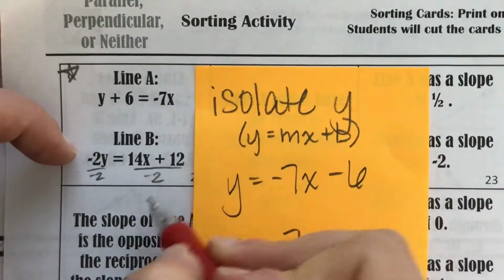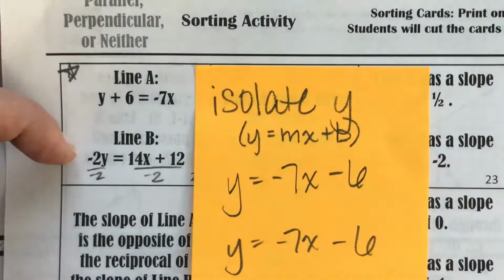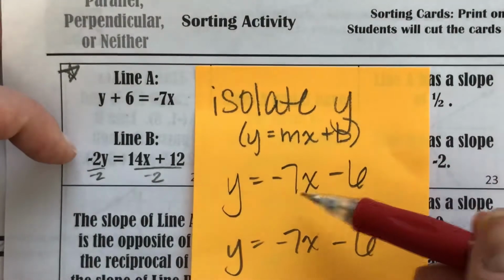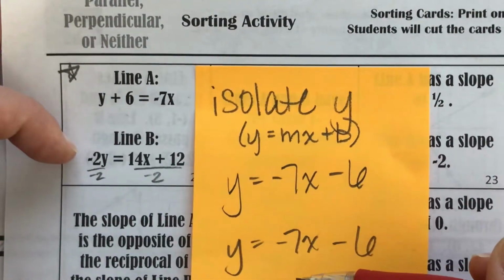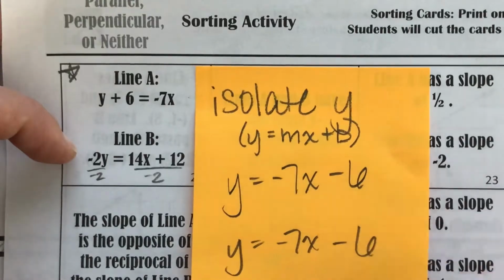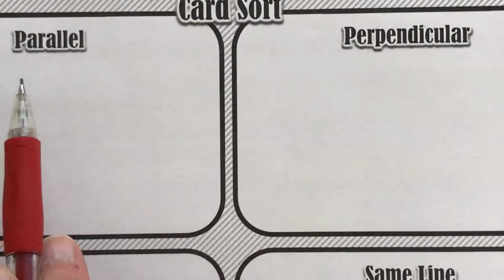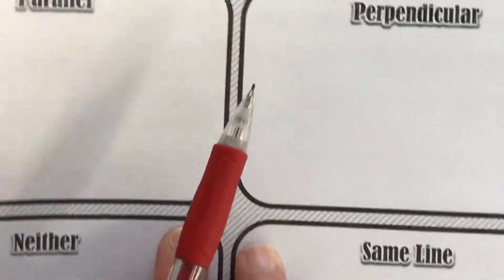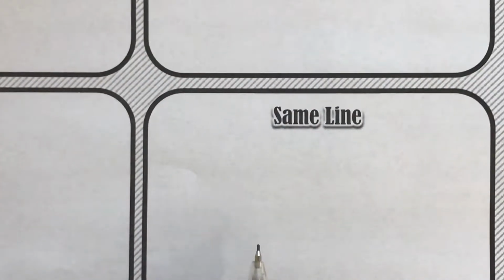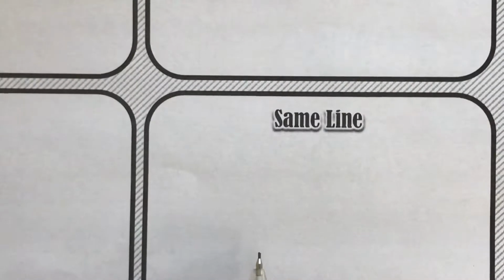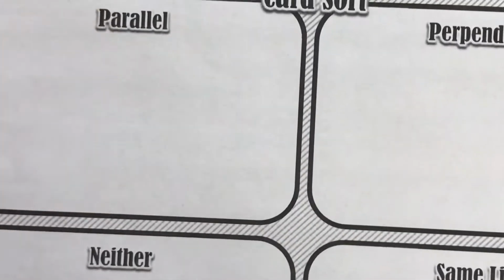And then this one, if I divide everything by -2, I would end up with y equals -7x minus 6. So in this situation, if all you looked at was the slopes, they might look parallel, but in fact, they actually have the same y-intercept too. So notice you've got a parallel section, but you also have a section for them to be the exact same line. Okay, so you have to be careful about that. Don't just go for the quick answer.